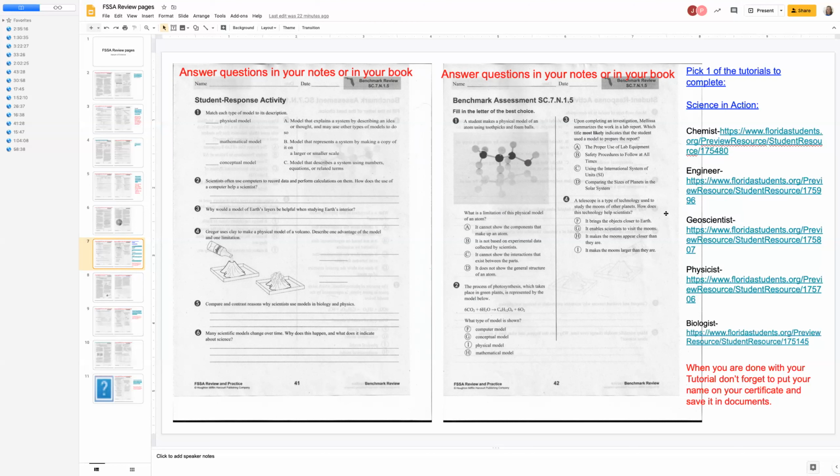Now this week you have tutorials over here on the side. You only have to pick one of these. So this is how science is in action in different types of science-related fields. You can pick the science-related field that you're interested in, and just do that tutorial. Don't forget to put your name on your certificate and save that in your document so you can submit that in your Google Classroom. And if you feel like it, please pick another science in action and do more than one if you'd like. But you only are required to do one at this time.